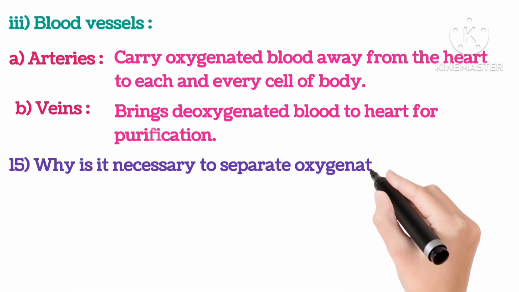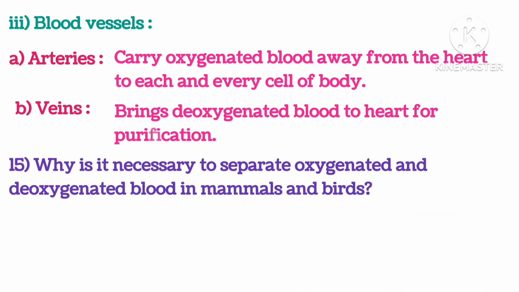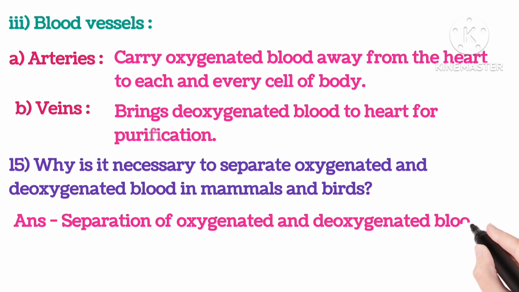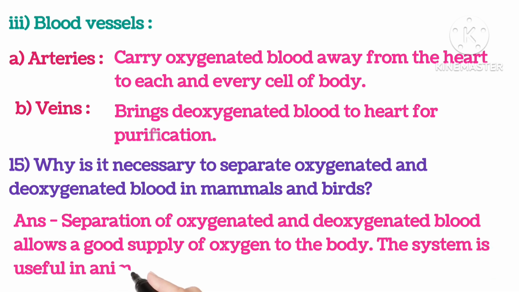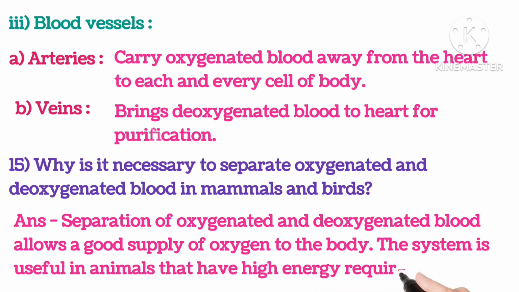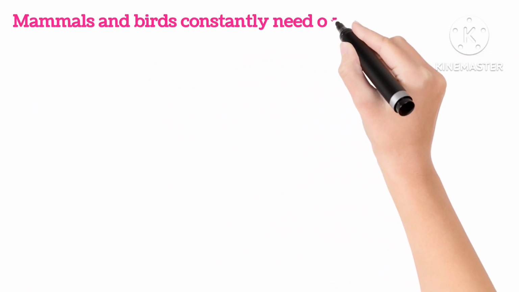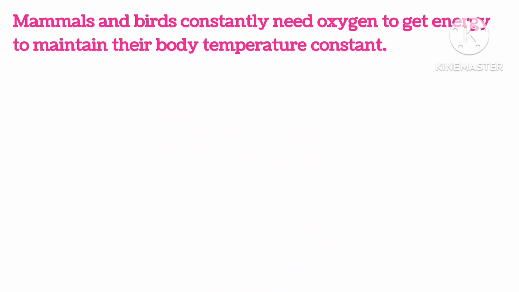Why is it necessary to separate oxygenated and deoxygenated blood in mammals and birds? Separation of oxygenated and deoxygenated blood allows a good supply of oxygen to the body. The system is useful in animals that have high energy requirements. Mammals and birds constantly need oxygen to get energy to maintain their body temperature constant.